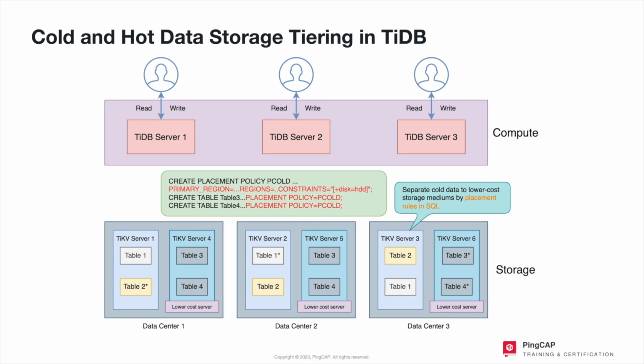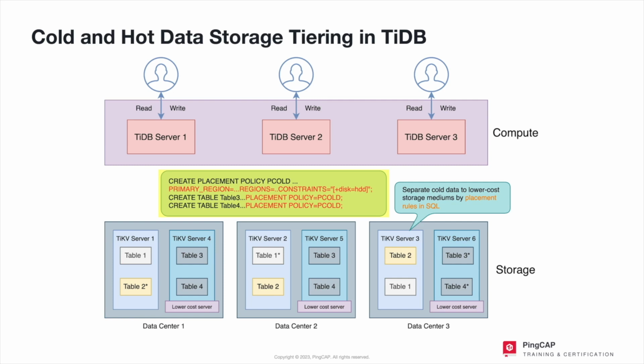As before, we will use SQL statements to create our placement rules. So take a look at the create placement statement in the middle of the diagram. This is very similar to the one we saw previously. We will create a placement policy named pcold. We will set 2 parameters, primary_region and regions. This will determine where TiDB stores the data for the tables that the pcold placement rule uses. The constraints option specifies the disk type, in this case HDD.